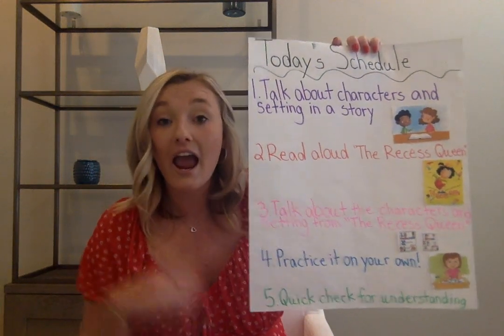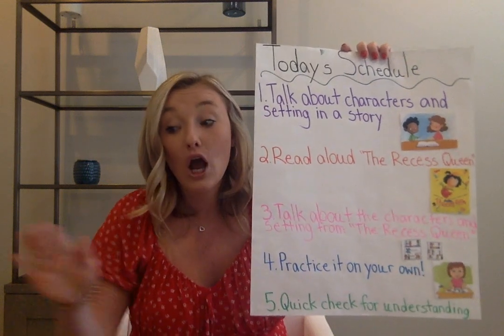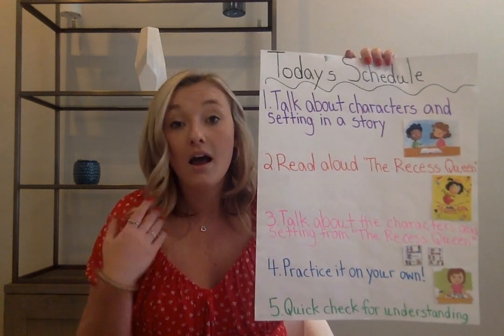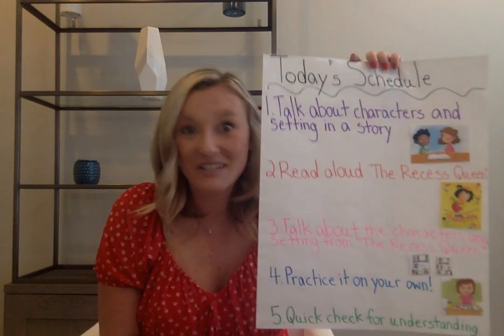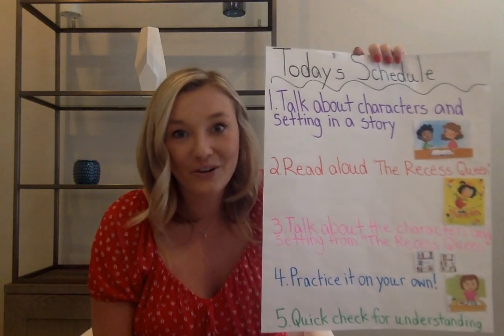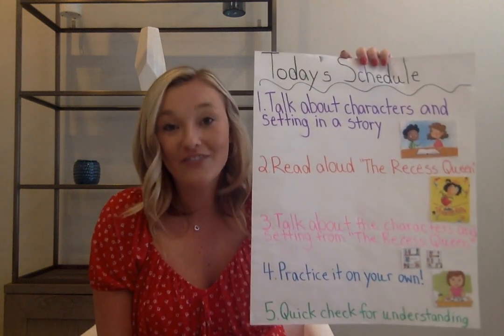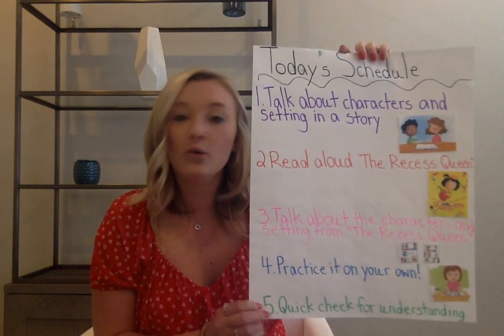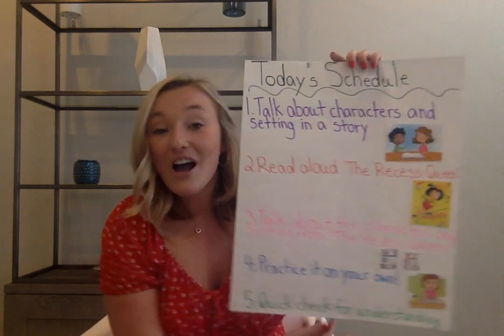The third thing, after we read the story, we are then going to talk about the characters and setting from The Recess Queen. This is going to be our practice together just so we can get the skill down together. The fourth thing is that you guys are going to practice it on your own then. You're going to show me what you learned. And the last thing on our schedule for the day is you guys are going to do a quick check for understanding that shows me that you got it down and are going to be able to tell a parent, classmate, or anyone that you know what characters and setting are.